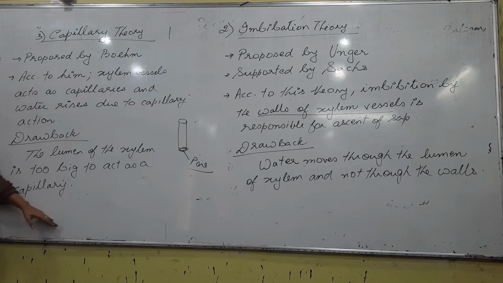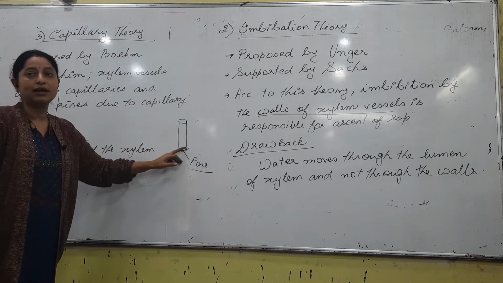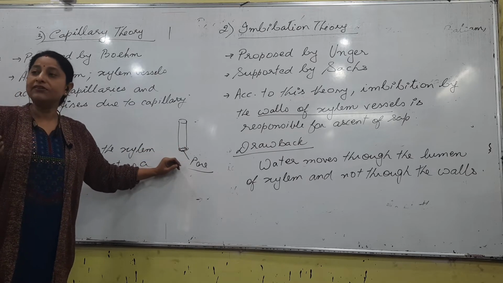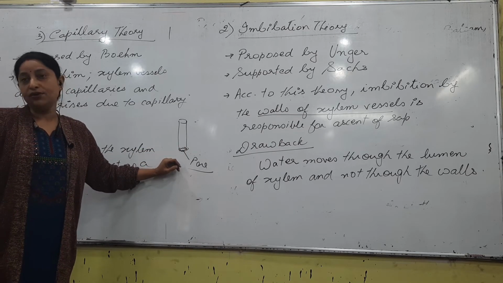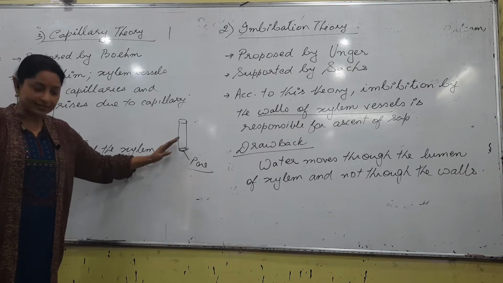What is the drawback? The lumen of the xylem is too big to be a capillary. Lumen means we are talking about this one, right? A pore must be very small to be a capillary. If the pore is very big, it cannot be a capillary, right? So this is the drawback.